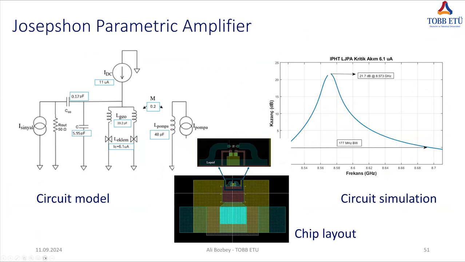It could have been used as a single junction also, but for design flexibility, we chose a SQUID. Here is the SQUID loop. This blue line is the SQUID loop, and these rectangles are the Josephson junctions here. So Josephson junction and inductor make a SQUID loop here.